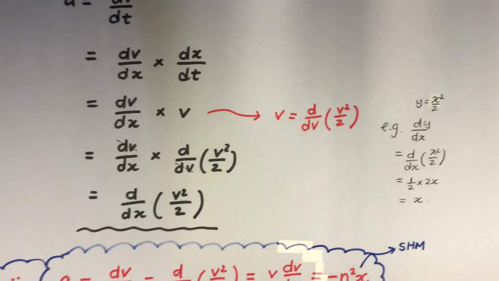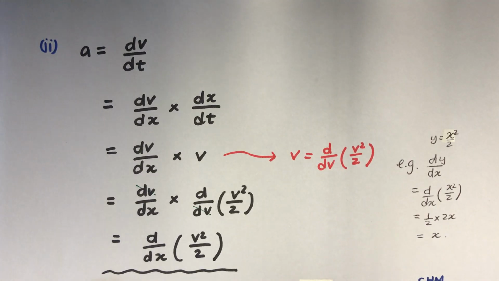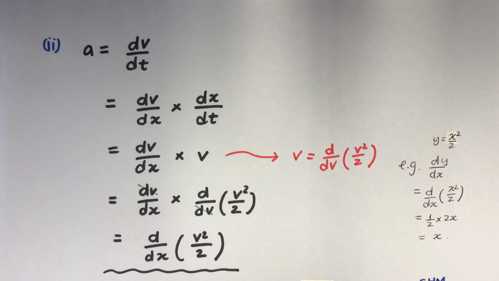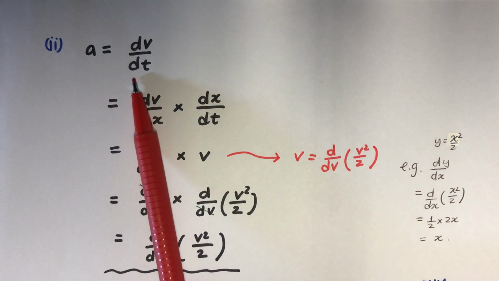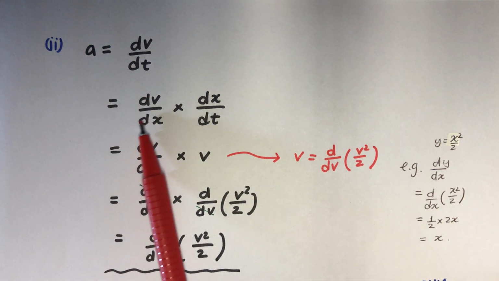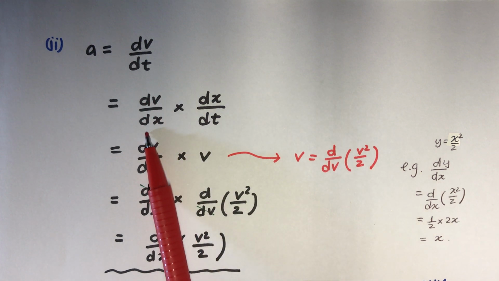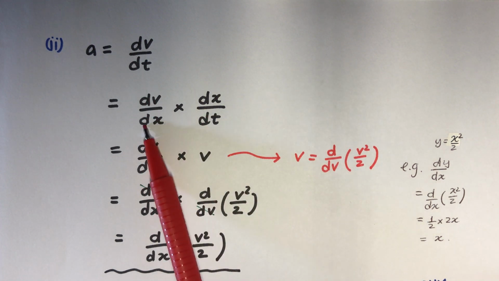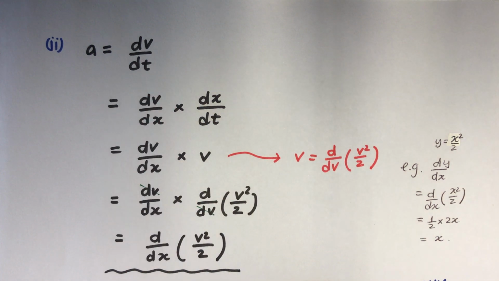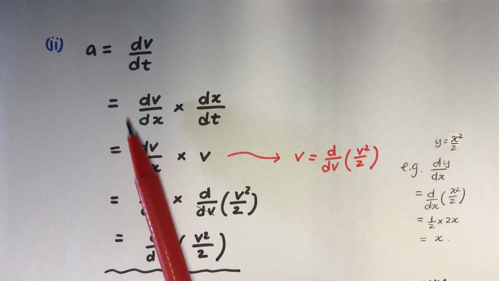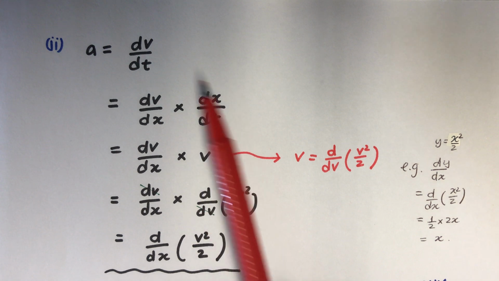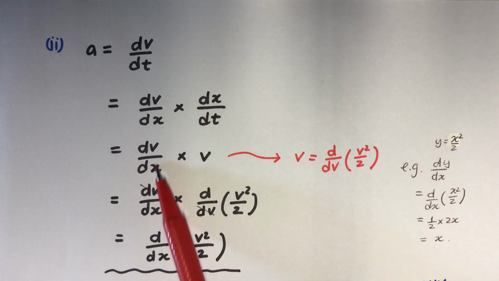Another one is, now this is what we just want to prove, that in terms of x, a equals d of v squared over 2 over dx. So acceleration is dv/dt, as we proved that. And I'm going to use a chain rule. I'm just going to go dv/dx times dx/dt. So if I cancel the dx, I'll get back to dv/dt. So we're just creating an extra term to manipulate. So that's as it is.